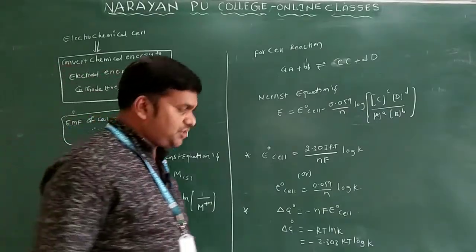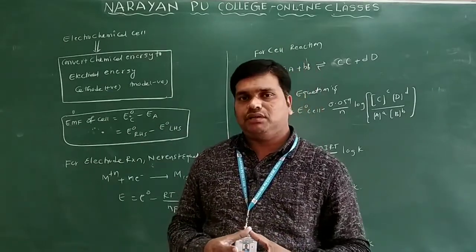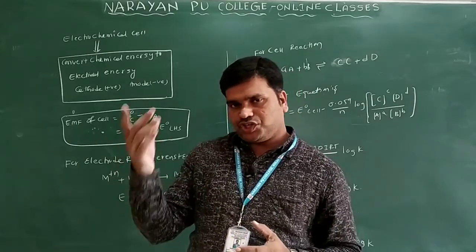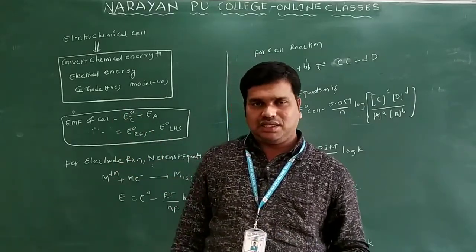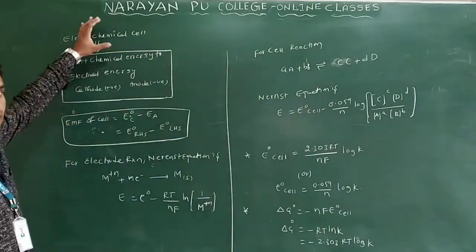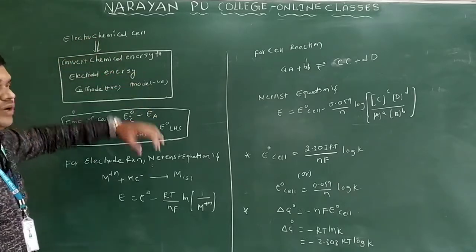The electrochemistry is completed. So what are the important topics you can observe in this concept? Already I gave one flow chart: resistance, conductance, conductivity and all. The next one more flow chart we have is the electrochemical cell. Electrochemical cell converts chemical energy into electrical energy. Cathode is positive, anode is negative.